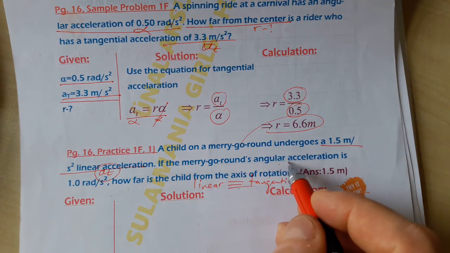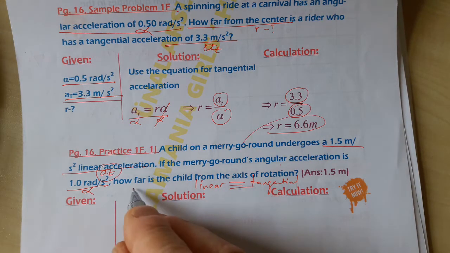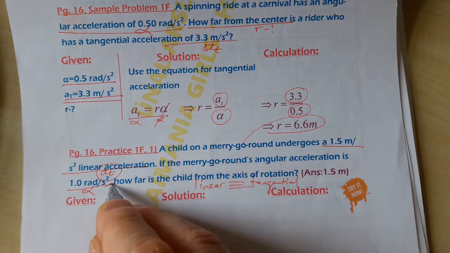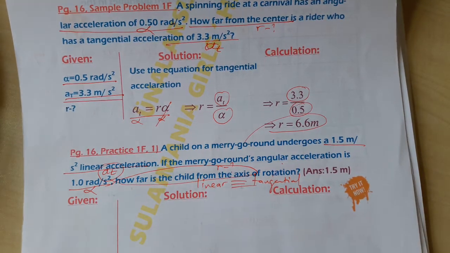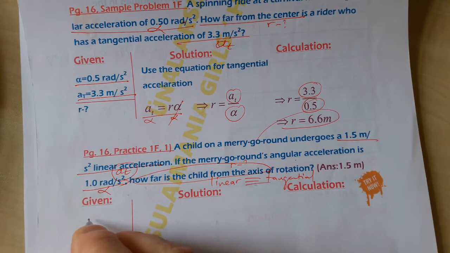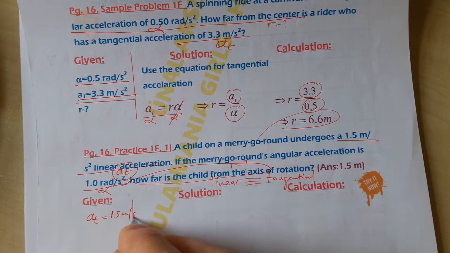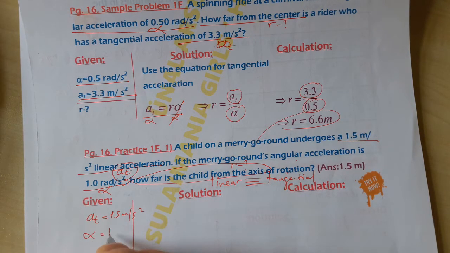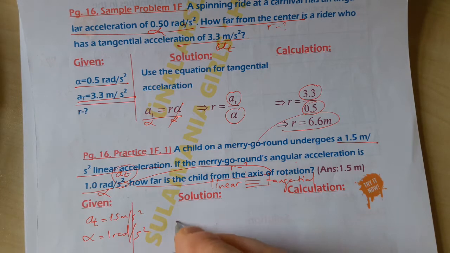If the merry-go-round's angular acceleration alpha is 1 radian per second squared, how far is the child from the axis of rotation? How far from the center refers to the radius. Calculate the radius. The tangential acceleration is 1.5 meters per second squared. Angular acceleration is 1 radian per second squared. Calculate r, the radius of the circle.